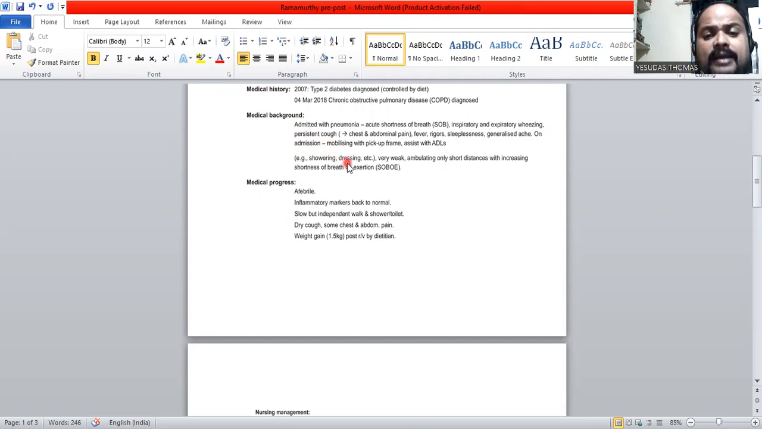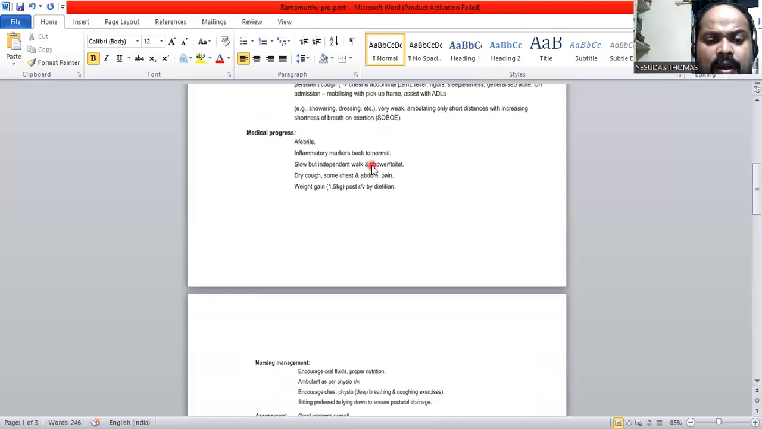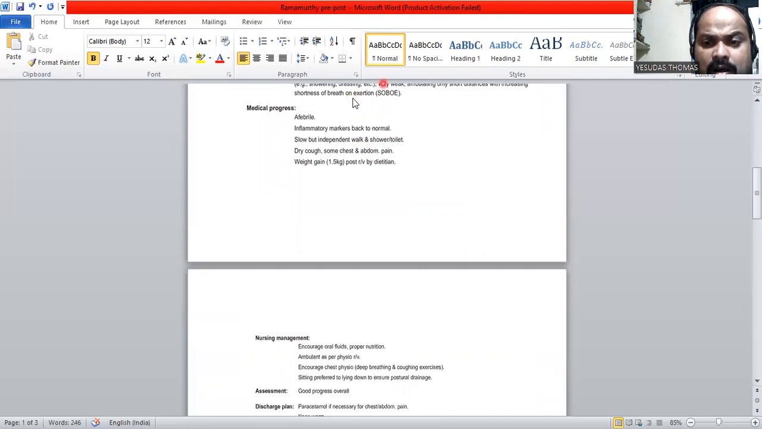On admission, he was mobilizing with a pickup frame and needed assistance with the activities of daily living, showering, dressing, etc. He was very weak, ambulating only short distances with increasing shortness of breath on exertion. So these are the admission details. When he was admitted, he had pneumonia and all these symptoms too. Now let's go ahead with the nursing management, before going ahead with the medical progress.